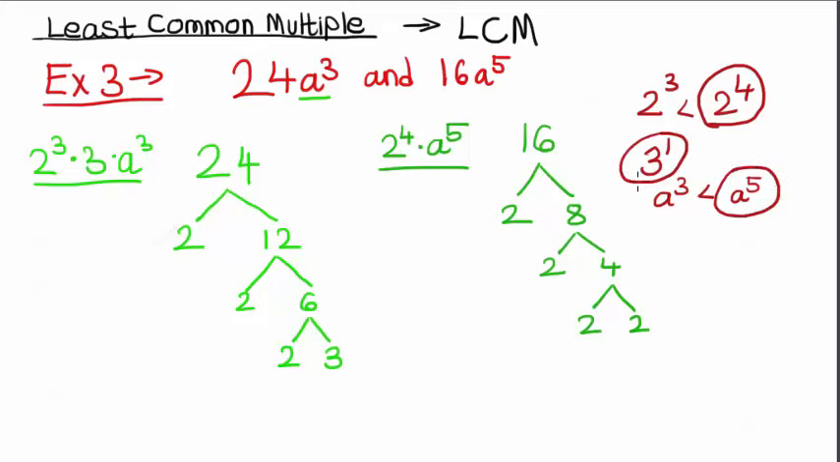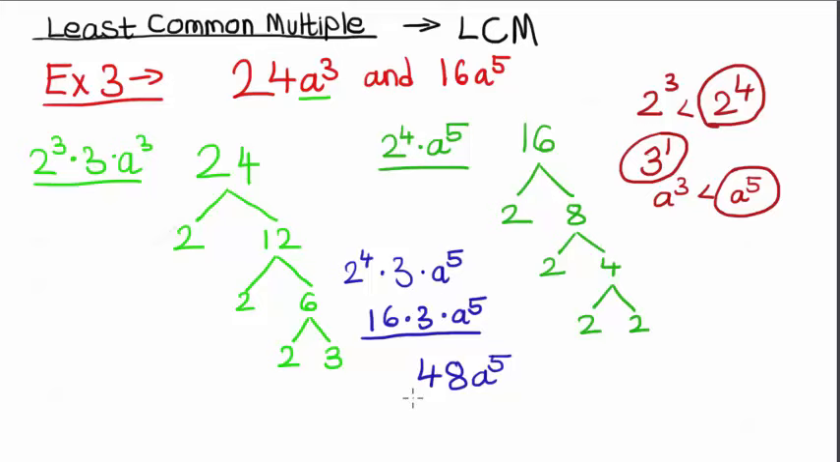Now all there is left for me to do is multiply these three numbers inside the circle. And when I do that, I get 2 to the power of 4 times 3 to the power of 1 times a to the power of 5. When I simplify this, I get 16 times 3 times a to the power of 5. When I simplify this further, I get 48 times a to the power of 5. So this right here is the least common multiple of 24a to the power of 3 and 16a to the power of 5.